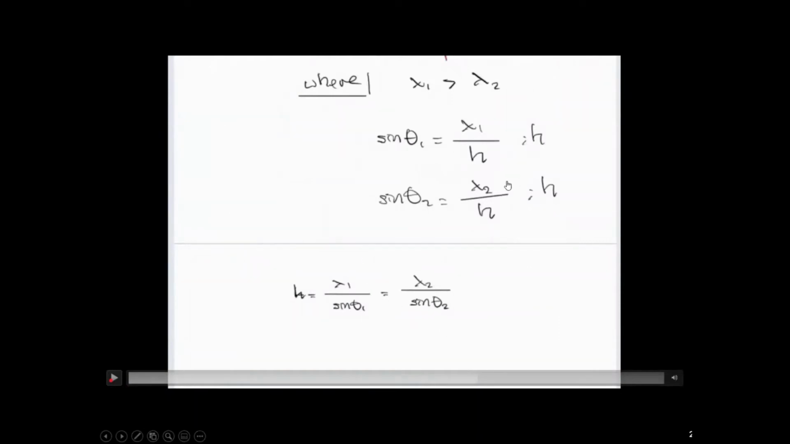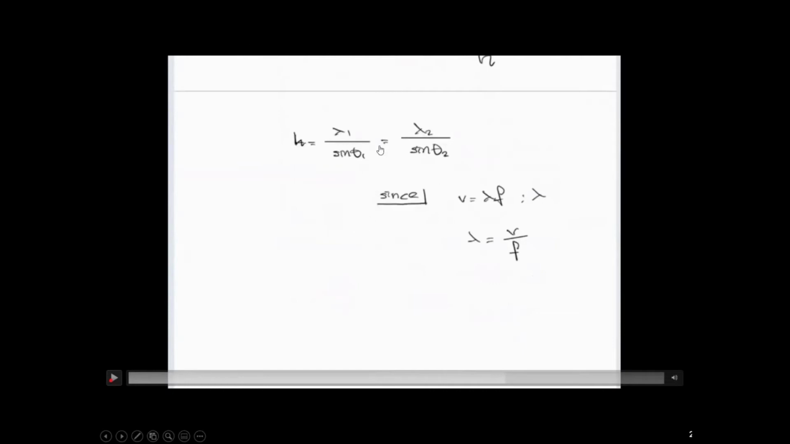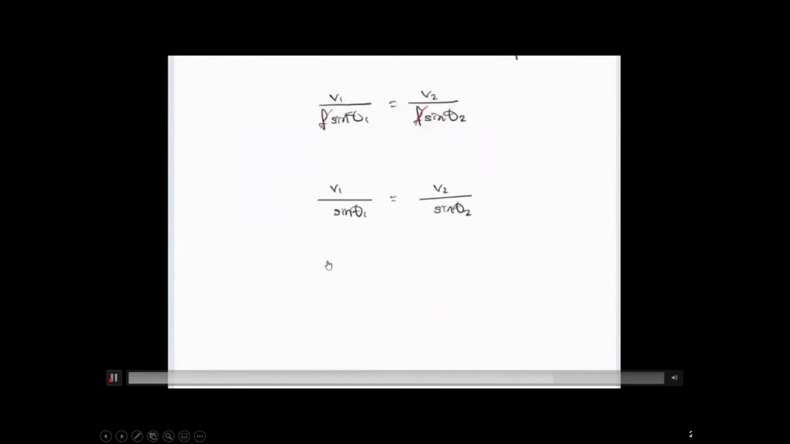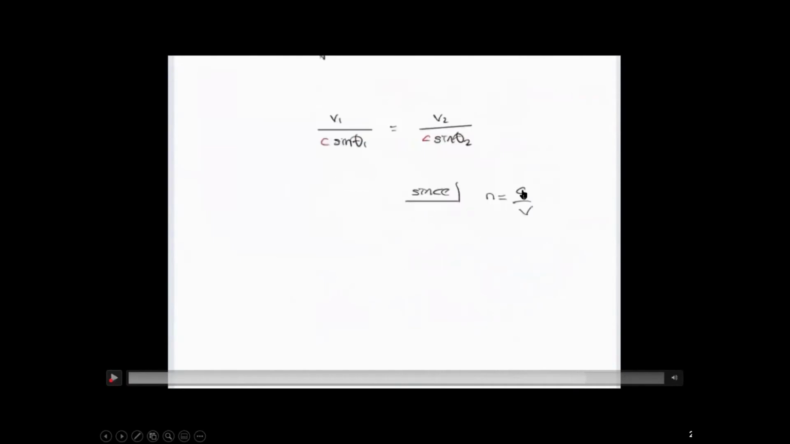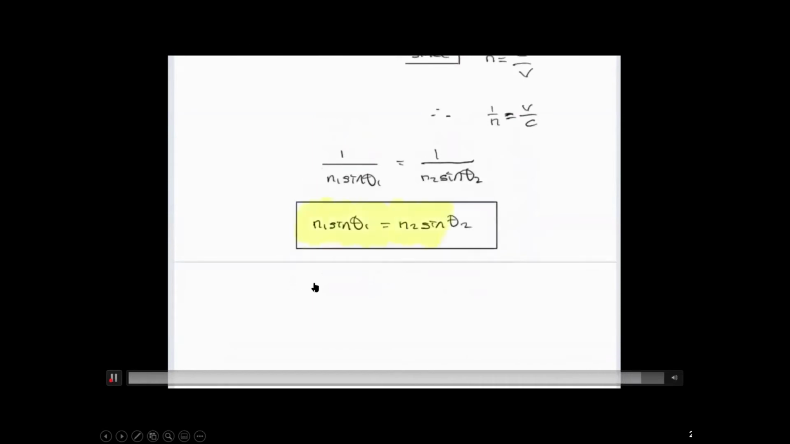So equating everything to H. All right, so now we got to make an adjustment, express the wavelengths in terms of the wave speeds. And knowing that we got the frequency on both sides, frequencies will cancel. And then we can express the speeds in terms of indices of refraction by dividing both sides by C. So C over V is going to be N, so just invert both sides. Now we got our expression for the inverted Snell's law. So which means that you can invert both sides. In doing so, you end up getting the Snell's law.